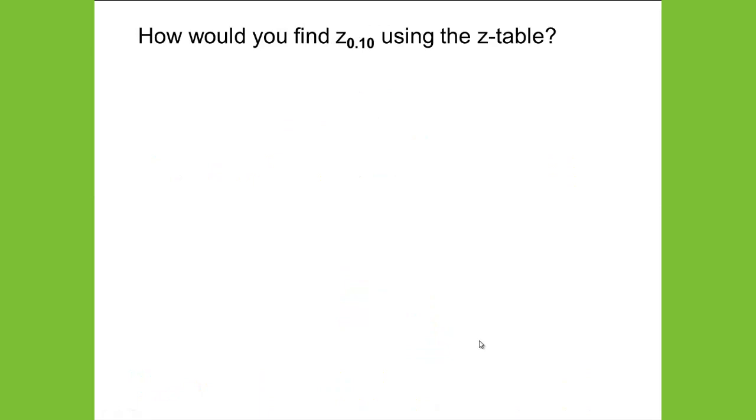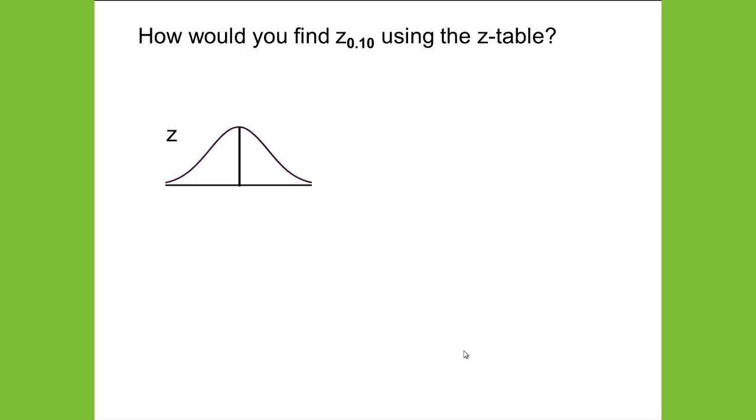How would you find Z sub 0.10 using a z-table? Now that we have a working concept of the notation of Z sub alpha, we need to be able to find that particular z value using a table or a calculator. First, we'll look at how to use the table. This means that there is an alpha or an alpha divided by 2. In this case, that would be 0.10.